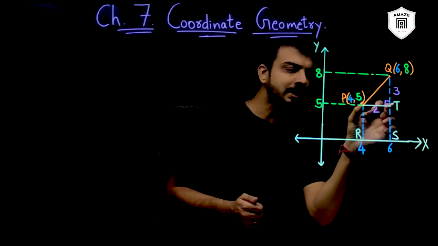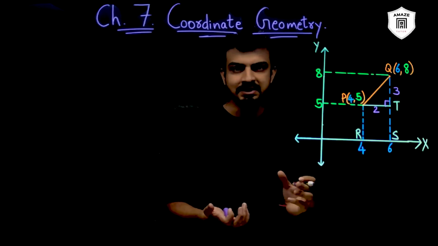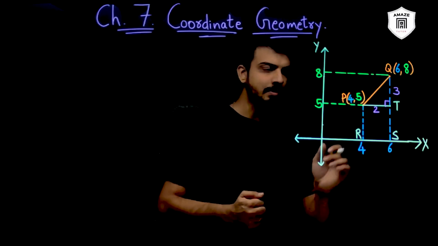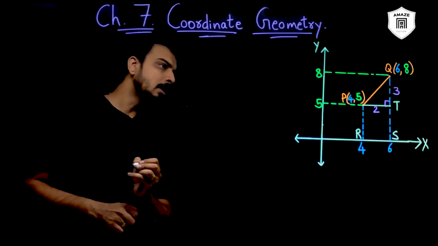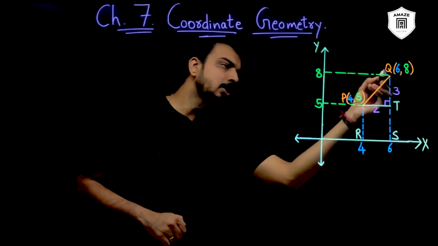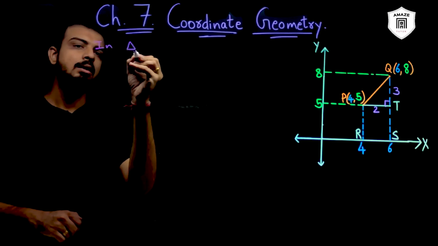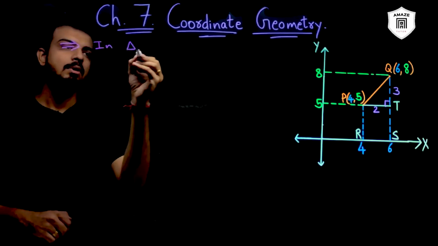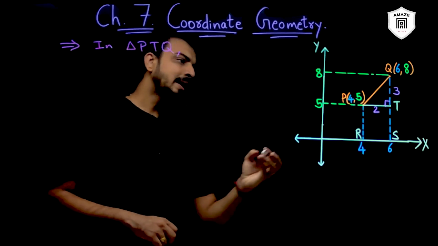Now we have two sides, this 2 and this 3. Can we figure out the hypotenuse? Yes, by Pythagoras theorem, as it is a right angle triangle. So let us figure out, in triangle PTQ, what we can write down?